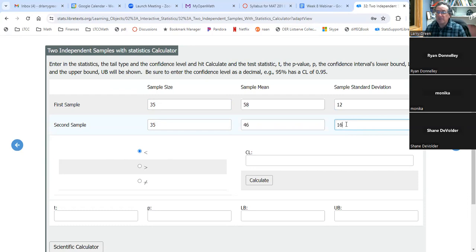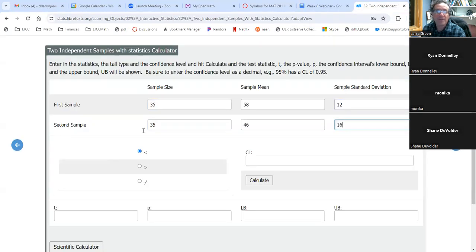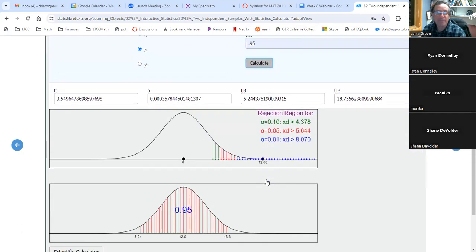Any questions so far? Okay, we're asked, do single women spend more time cooking than single men? We have a greater than here, so we need to make it greater than. Any questions on that? I do want to warn you, it's much easier to watch me do it than to do it all yourself, but you can always relook at what I'm doing. Our confidence level is 95%. And I hit calculate. And that gives me everything we need.